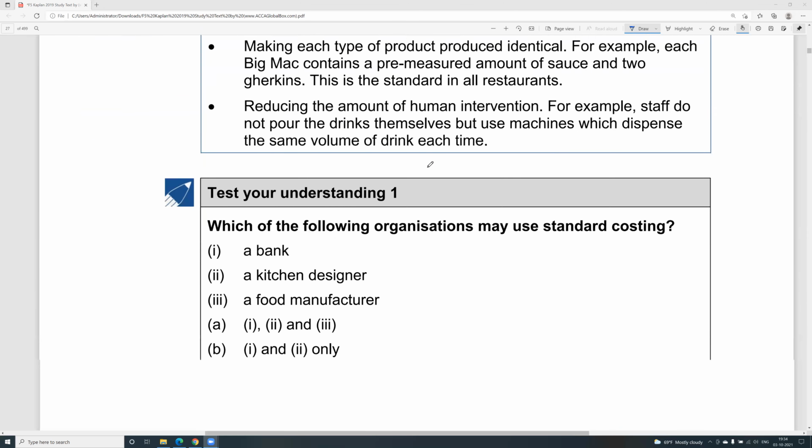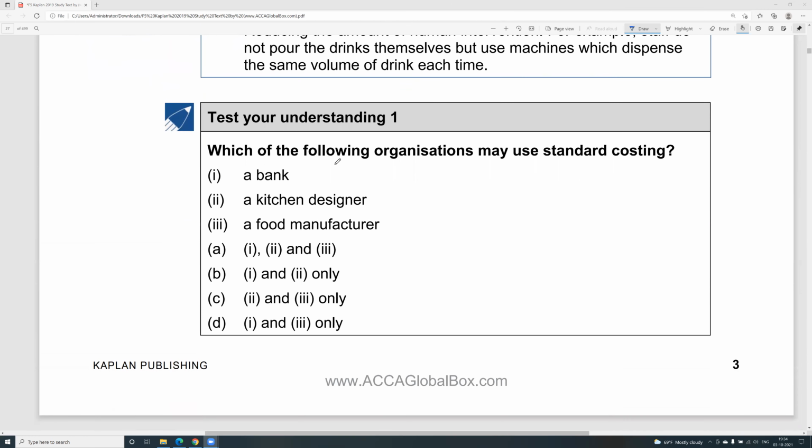Fine. Let's move forward towards a test understanding. Which of the following organizations may use standard costing? A bank, a kitchen designer, a food manufacturer. Who can use standard costing?